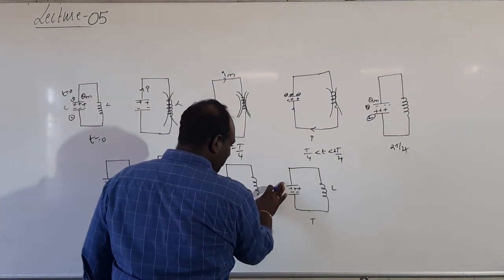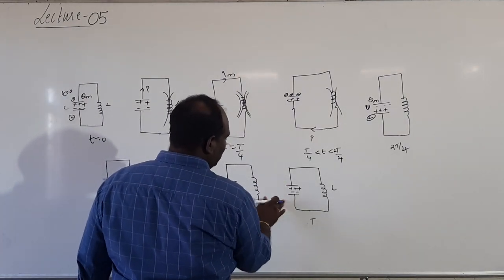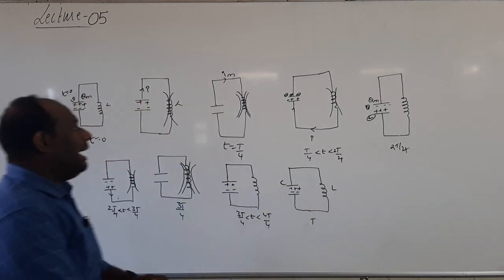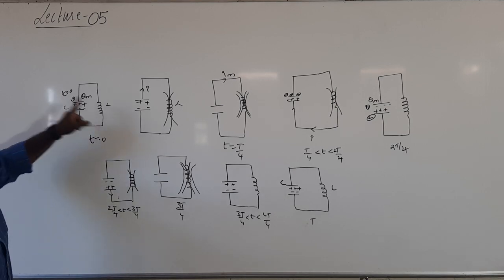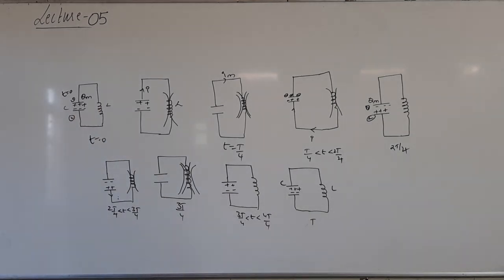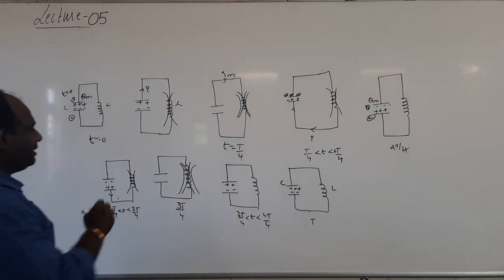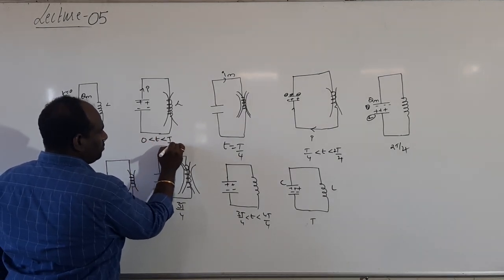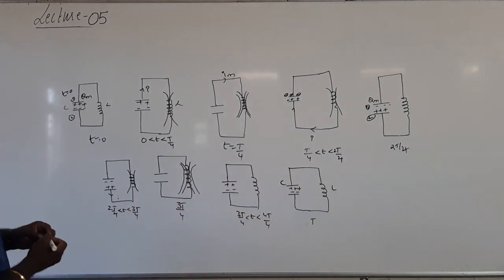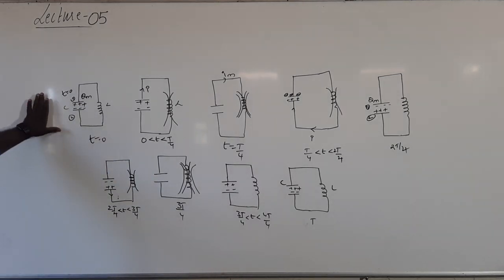So I am going to repeat one more time. Here, what is the process we observe? The energy and charge are oscillating between the capacitor and inductor. I am going to repeat the individual cases one more time. So this is the process between 0 and t/4. I am repeating the process one more time.